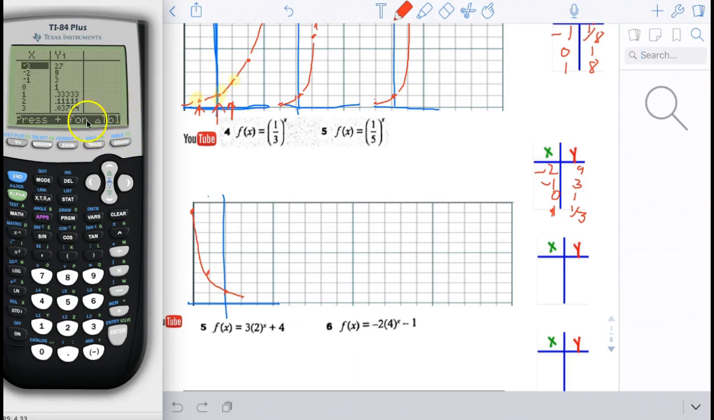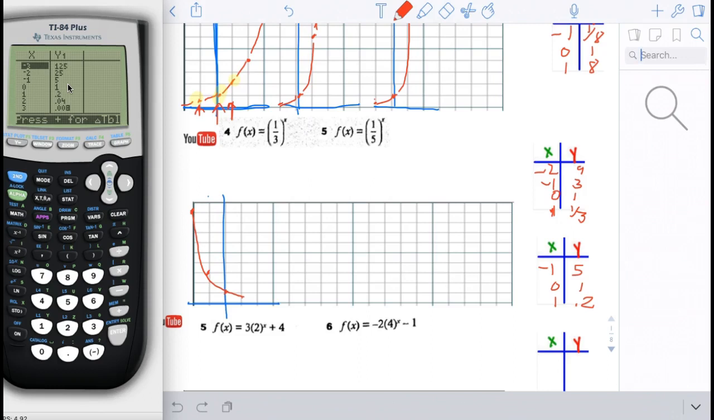Let's do 1/5 to the x. The table. So negative 2 comma 25, that's pretty big. I'm not even going to write it down. It's off the edge of our screen. Negative 1 comma 5. 0 comma 1. There's that 0 comma 1 again. 1 comma 0.2. 0.2, remember, is the same as 1/5.